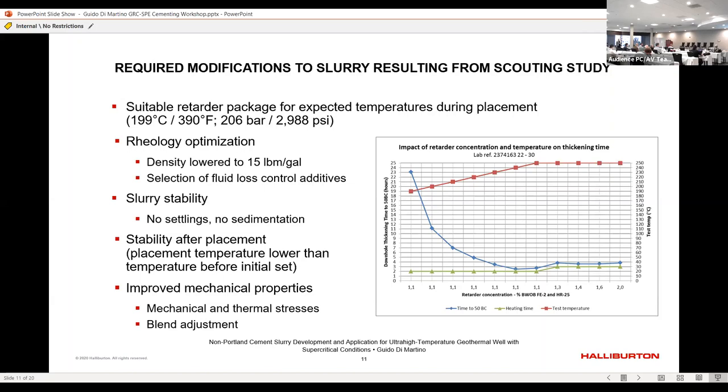After retarding to these temperatures, how long does it take the cement to set at the lower temperatures when it's cemented back to the top of the casing? Good question. We decreased the retarder to the minimum concentration, and the time to set the cement, which was discussed with the customer at surface, was about 36 hours.